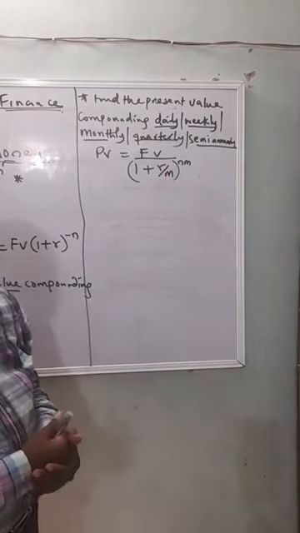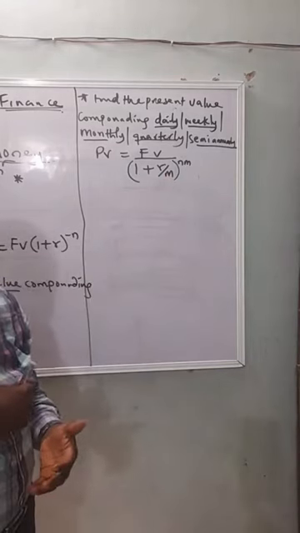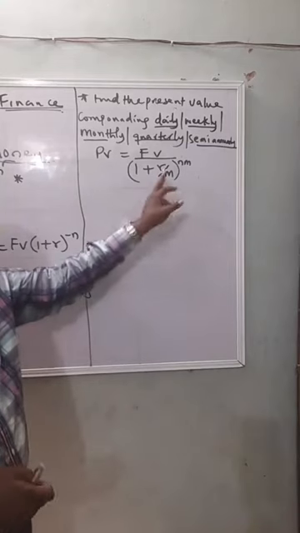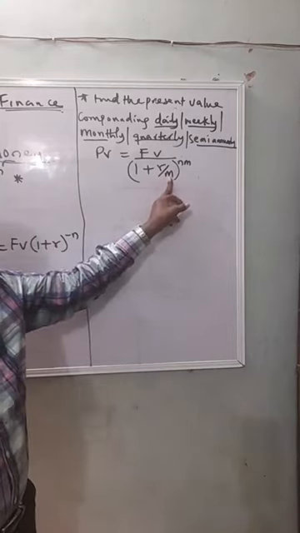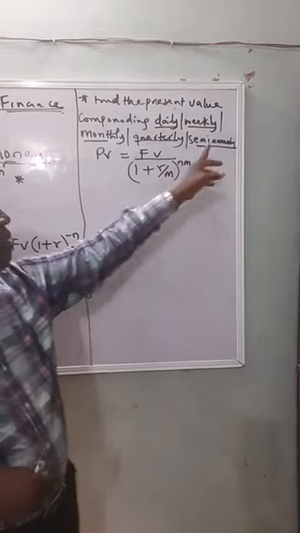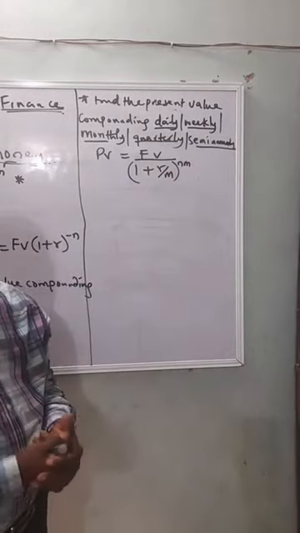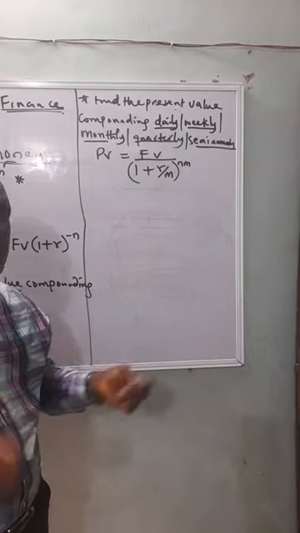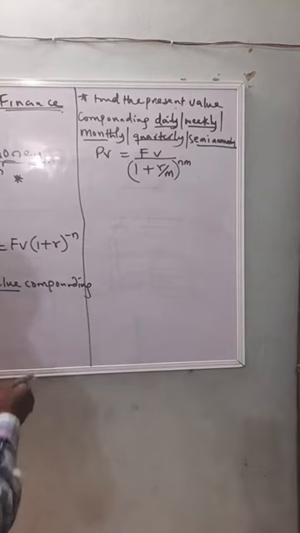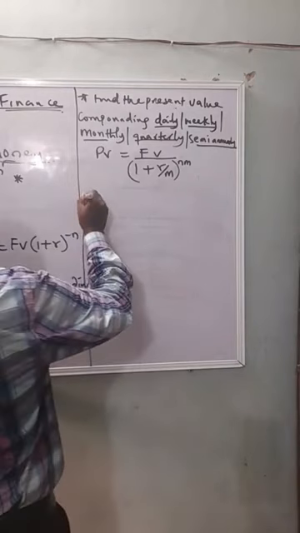If they say quarterly, 4 quarters make a year. So that means my M in that case, if I'm referring to quarterly, will be 4. And if it is semi-annually, that is twice a year. That means the interest will be paid twice a year. So my M will be 2. And that is how to solve the question.